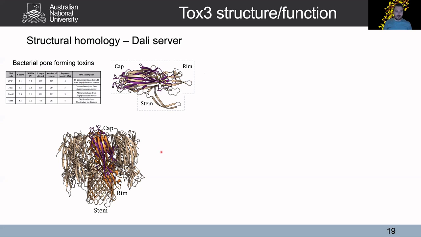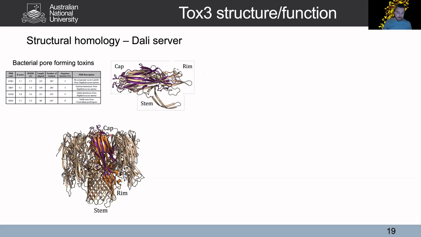And what these pore-forming toxins do is they oligomerize on the surface of the membrane. They punch a hole in the membrane, and then the cytosol comes out and they kill the cell. And so the top list of effectors that had homology were all from this class. But the actual structural similarity really only was found in the cap domain of these proteins. And tox3 didn't have this rim and stem domain that we see in bacterial pore-forming toxins.